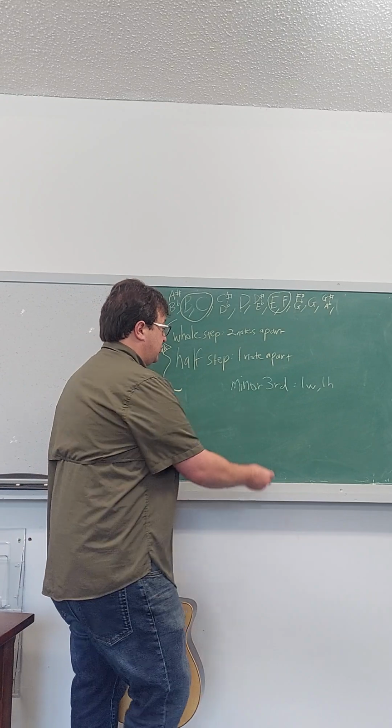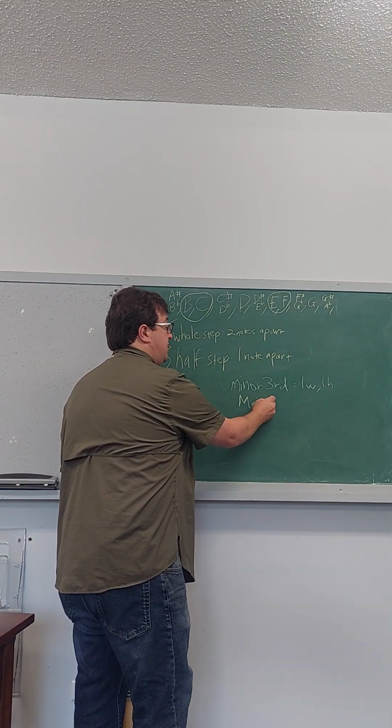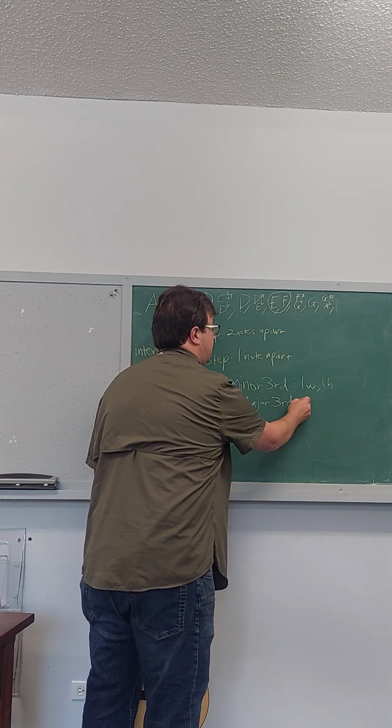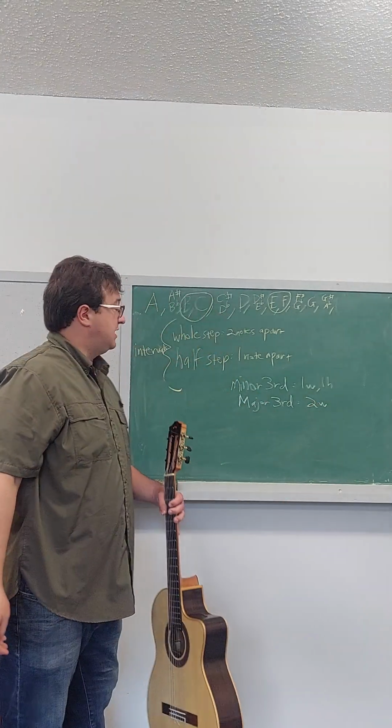Major thirds are two whole steps. An example of a major third would be A to C sharp. Another one would be C to E. So two whole steps for your major third.